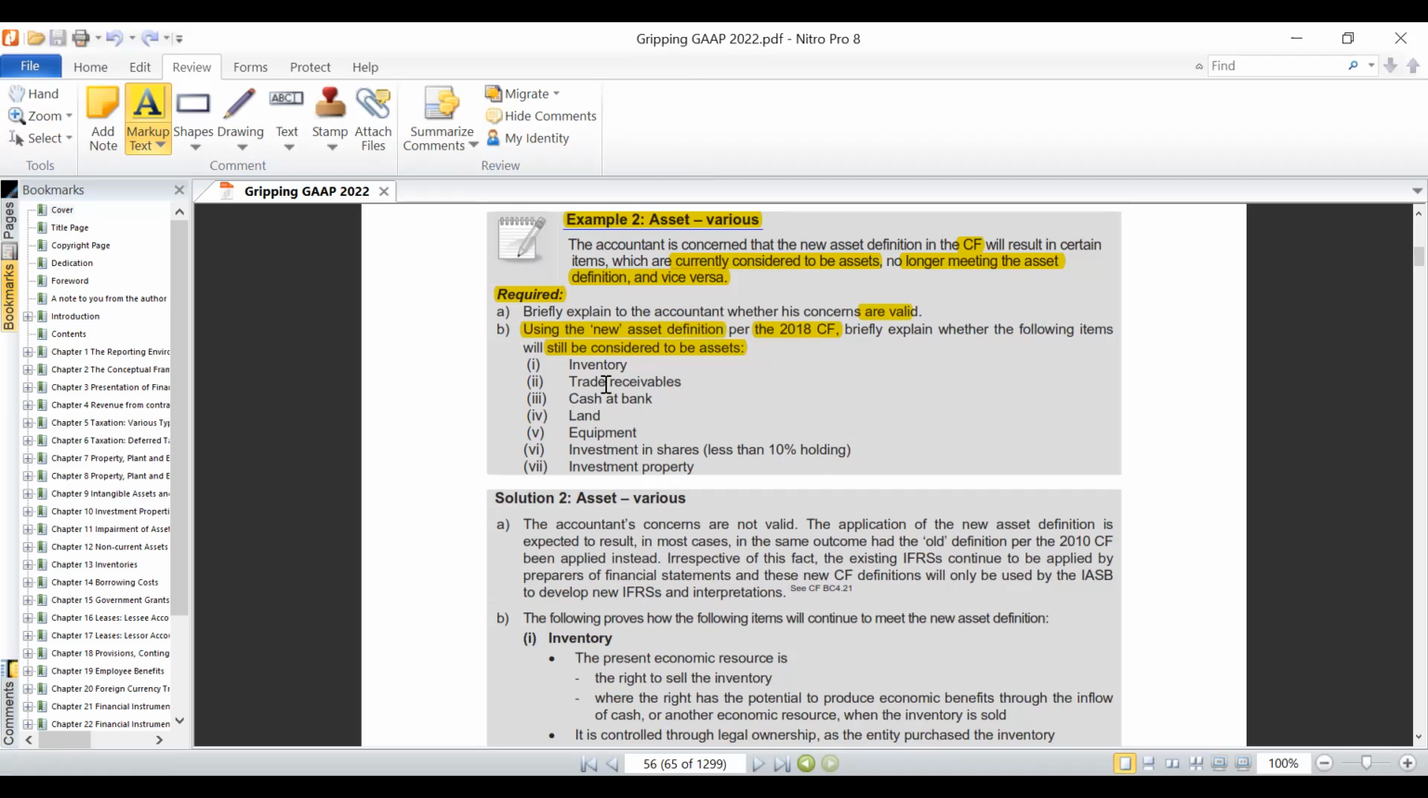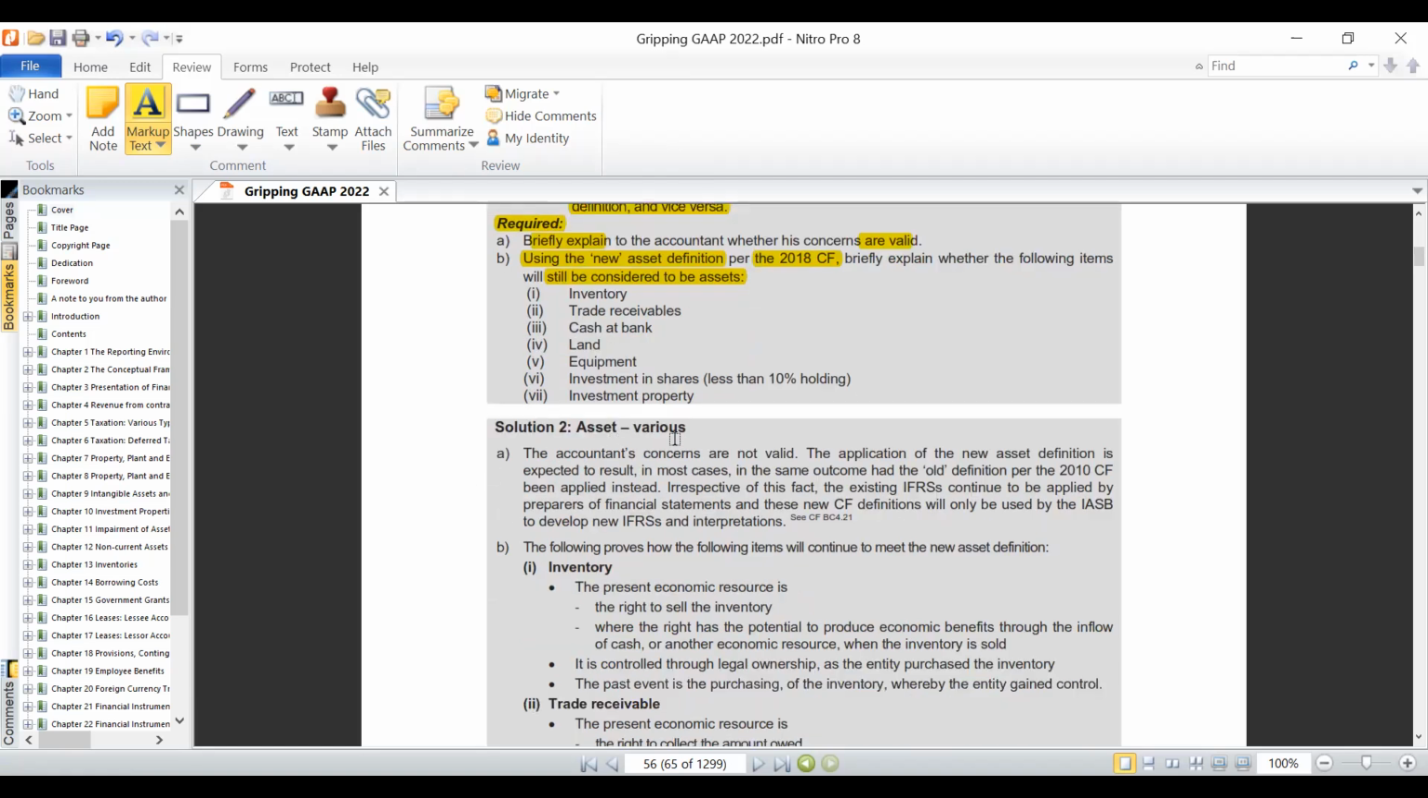So what you are seeing here, you are seeing a typical category of current assets, and you're also seeing a combination also, of course, involving non-current assets. But all right, let's try to answer the questions according to what they've asked you. So the first question was saying, briefly explain to who? To the accountant whether his concerns are valid. So let's see what is the response. So the response is that the accountant's concerns are not valid.